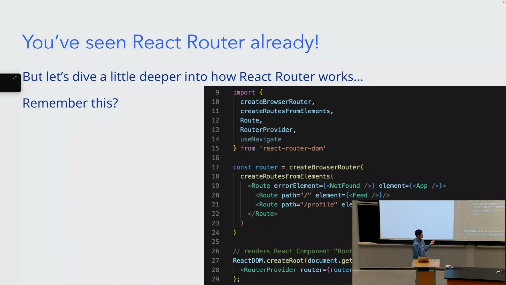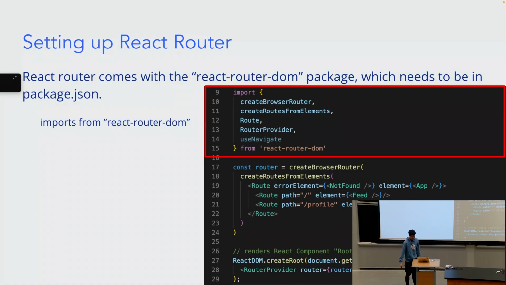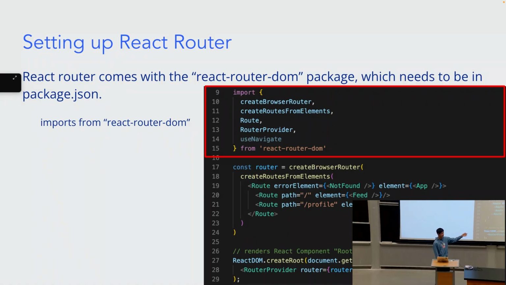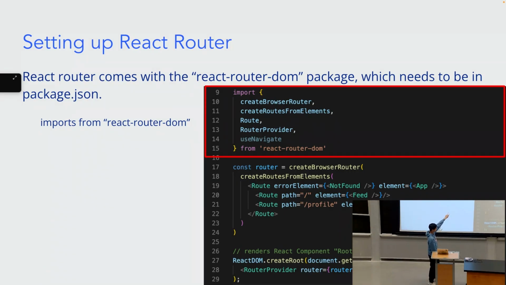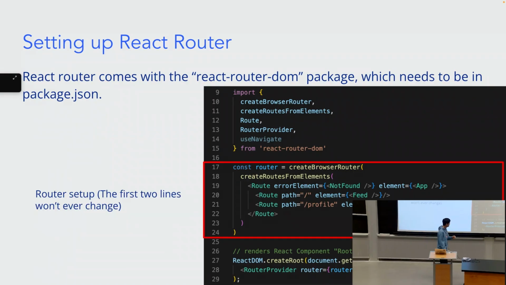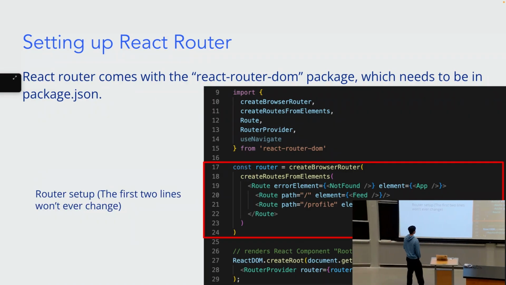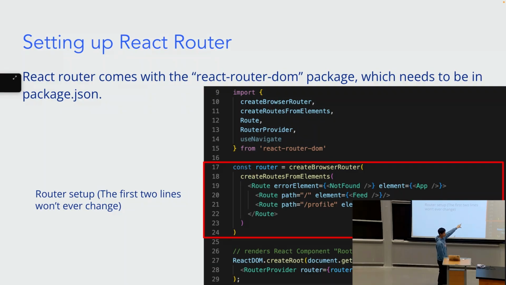So this is our code from Workshop 2. We created this router and then rendered it into the element. Anytime you want to use any package, here we're using the React Router DOM package, you need to import what you want to use from it. Here we're just importing these functions that you don't really have to worry too much about. The router setup is in lines 17 through 24. And the first 2 lines generally won't ever change, so you don't have to worry about them.